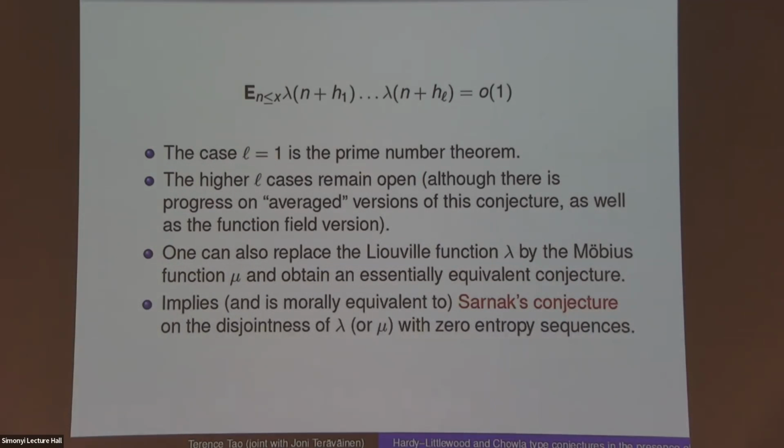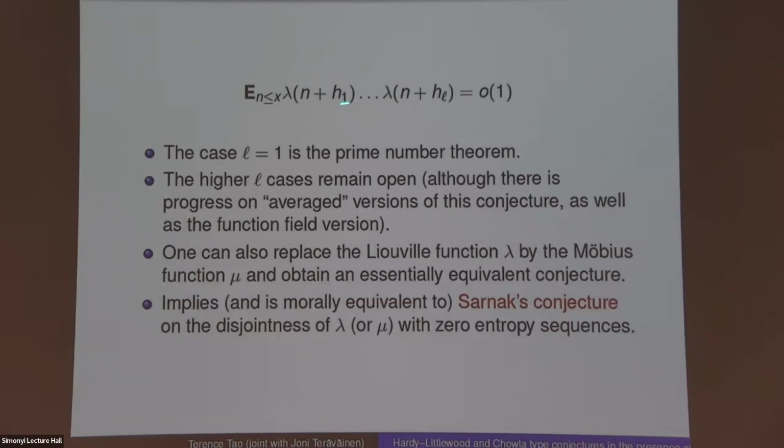It's more or less completely open, with caveats. But when l is 1, it is in fact equivalent to the prime number theorem. The higher cases are technically open, so there's no value of h1 to hl for l bigger than 1 for which this particular statement is proven. Although if you allow some averaging, either if you average the h1 to hl over some large enough set, or if you replace this simple average by a log average, there are some partial results which we will not talk about here.